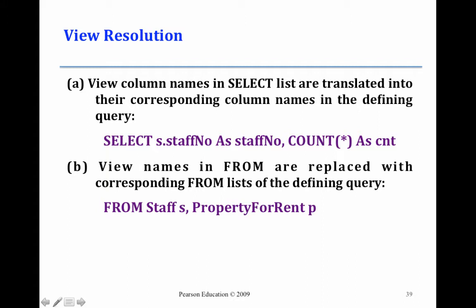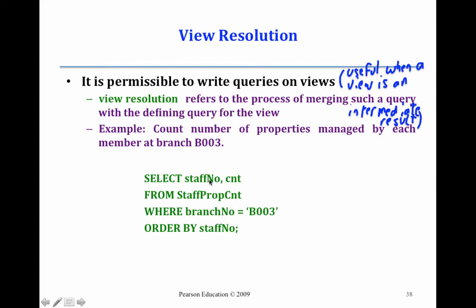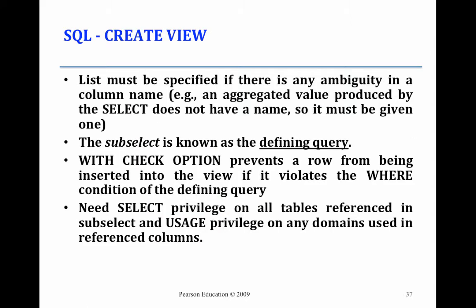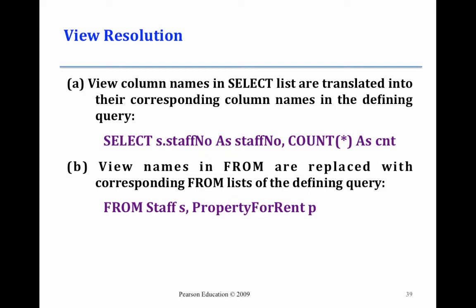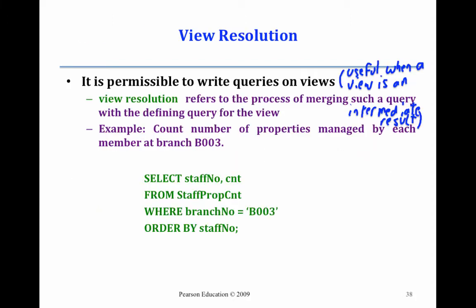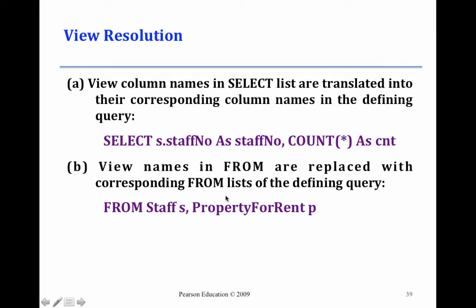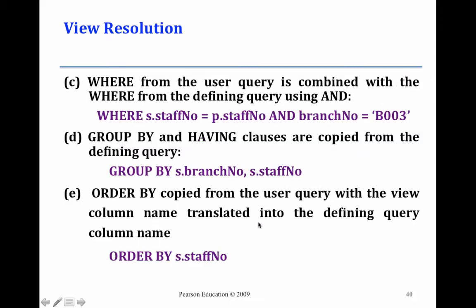Second thing is that any view name that is in the from statement must be replaced with its base relation. So in this case, the base relations are, it was formed from a join of the staff and property for rent relations. So we replace this from right here with its two underlying base relations, hence from staff S, property for rent P.